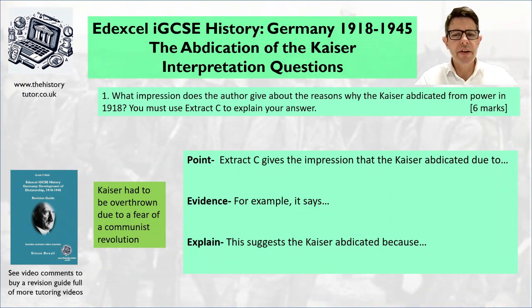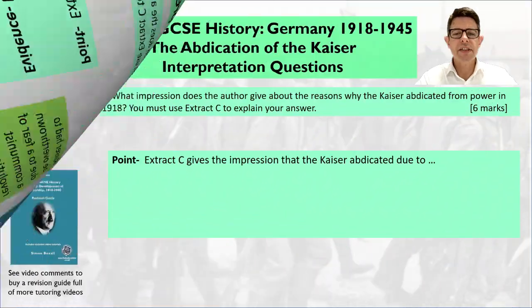We can then just give a little bit of evidence. For example, it says, and just give a short quote or a short summary in one sentence, and then we can explain. This suggests that Kaiser abdicated because, we can give a short explanation, maybe with a little bit of knowledge. So let's start writing our answer, shall we?